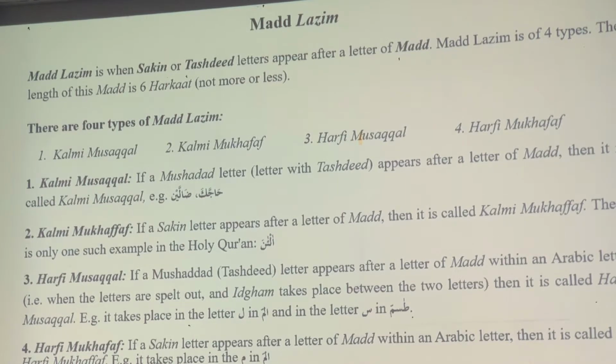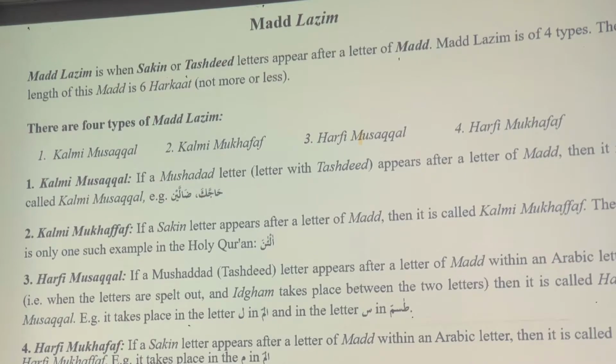Is it clear or confusing? Is it hard? What's the symbol in the Quran? It's the same as muttasil, so you can't distinguish it, you have to know. The symbol in the Quran is like a muttasil sign, a straight line. So one example is hajjaka.